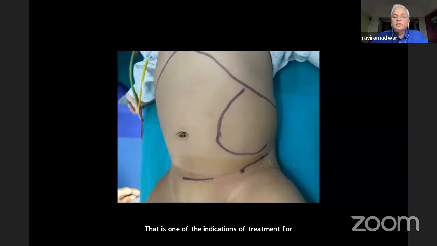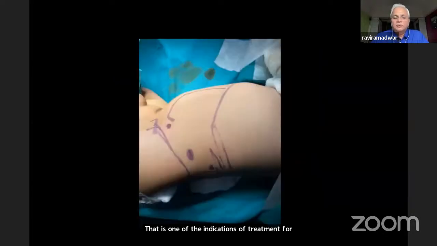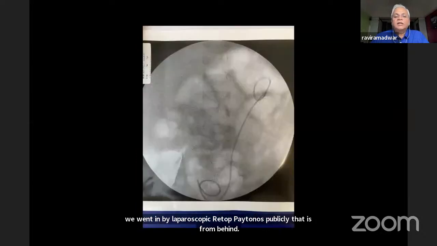You can see how large it was. So we went in by laparoscopic, retroperitoneoscopically, that is from behind. We did the laparoscopic pyeloplasty, inserted a stent, and the stent position was confirmed at the end of surgery by C-arm image.